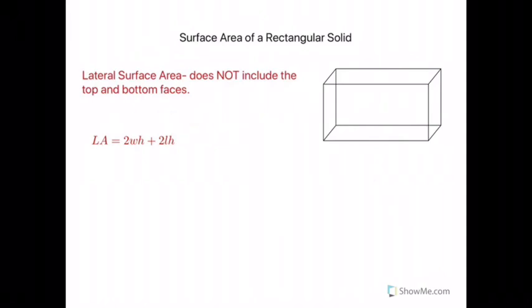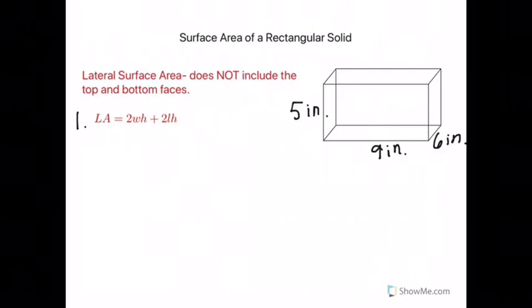Okay, so let's start with the problem. Number 1. For lateral surface area, we want to calculate the lateral surface area for this rectangular prism. Right away, go ahead and mark which one is the length, width, and height. So 9 is the length, 6 is my width, and 5 is H, my height.